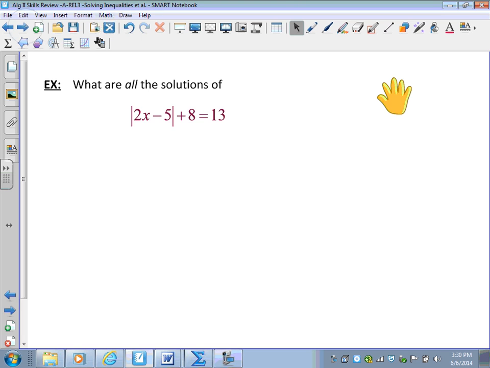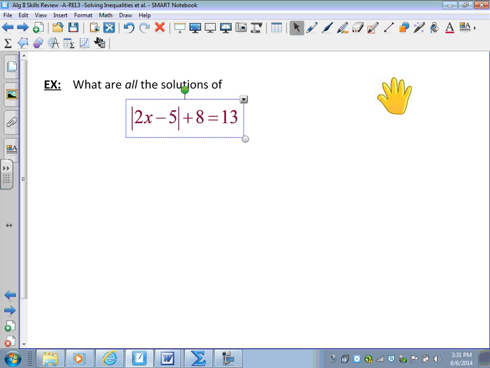Okay. So let's look at a couple problems here. We're going to look at an absolute value, we'll look at an inequality, and then we'll look at one that's got a bunch of fractions in it. Okay, so we're going to write all the solutions of this absolute value equation.